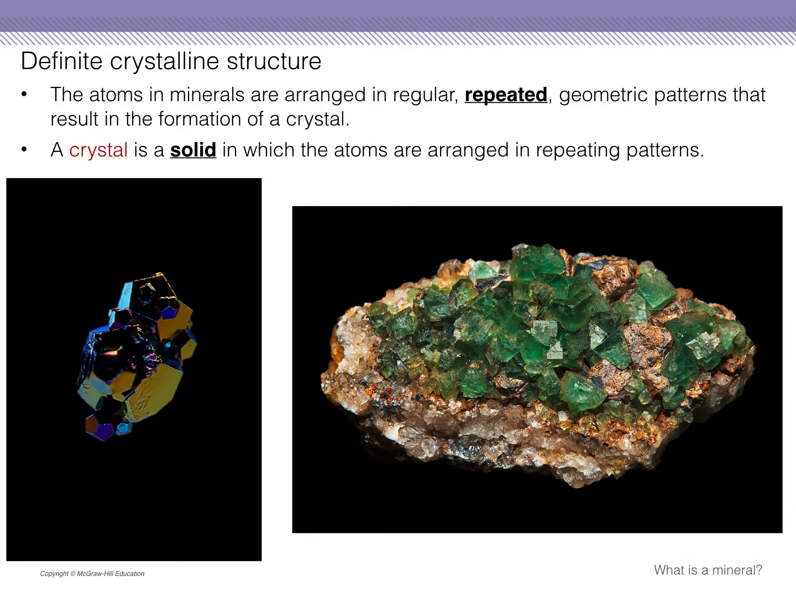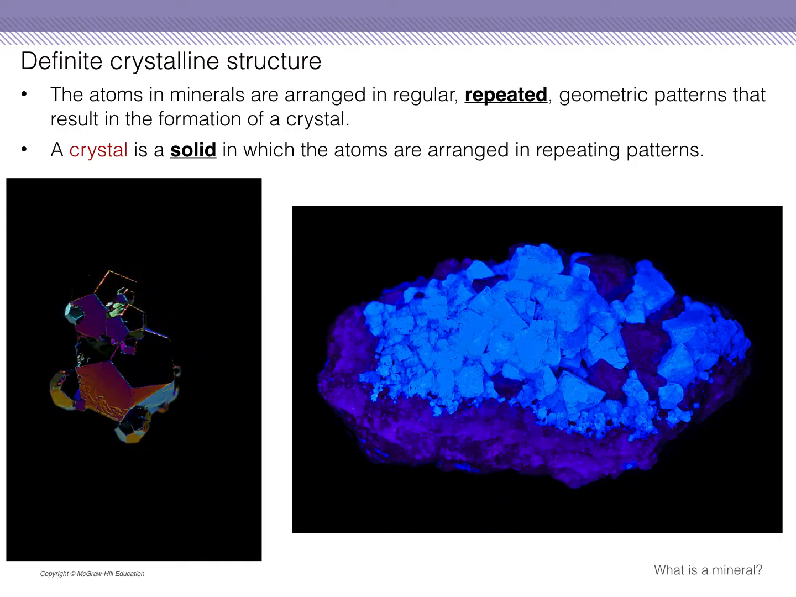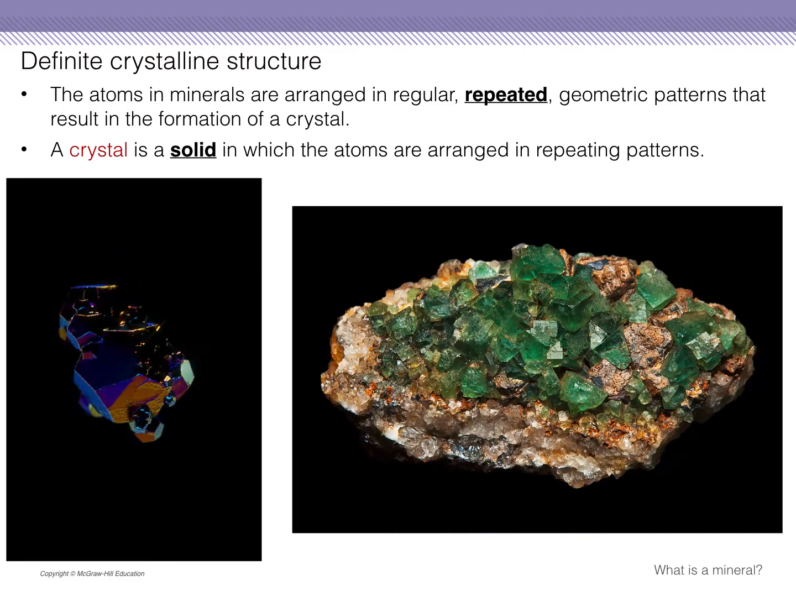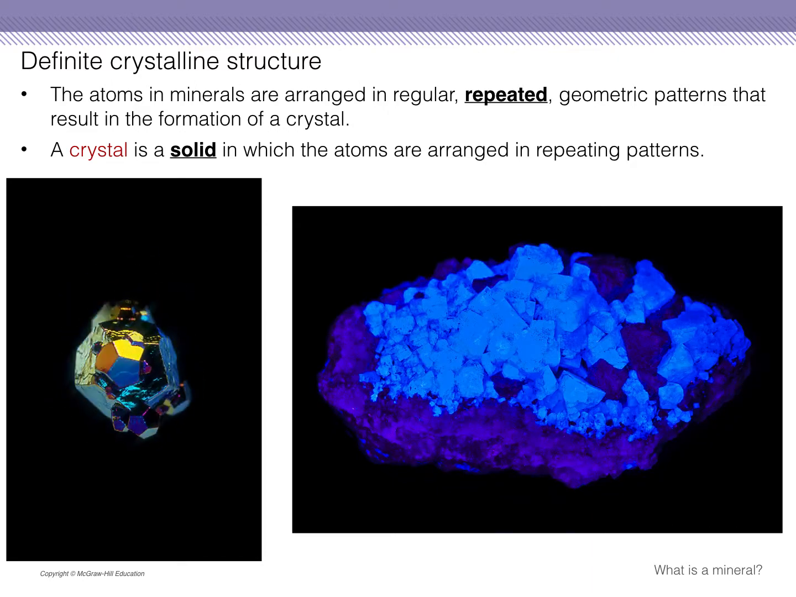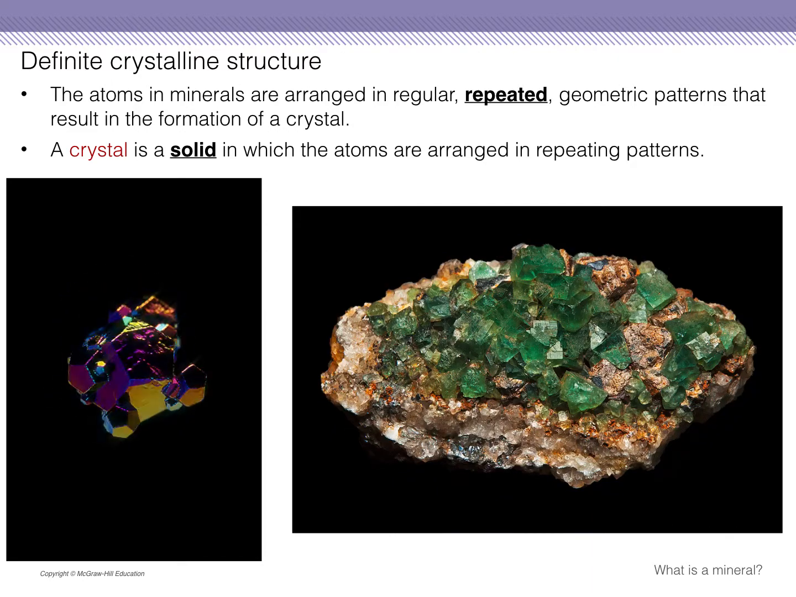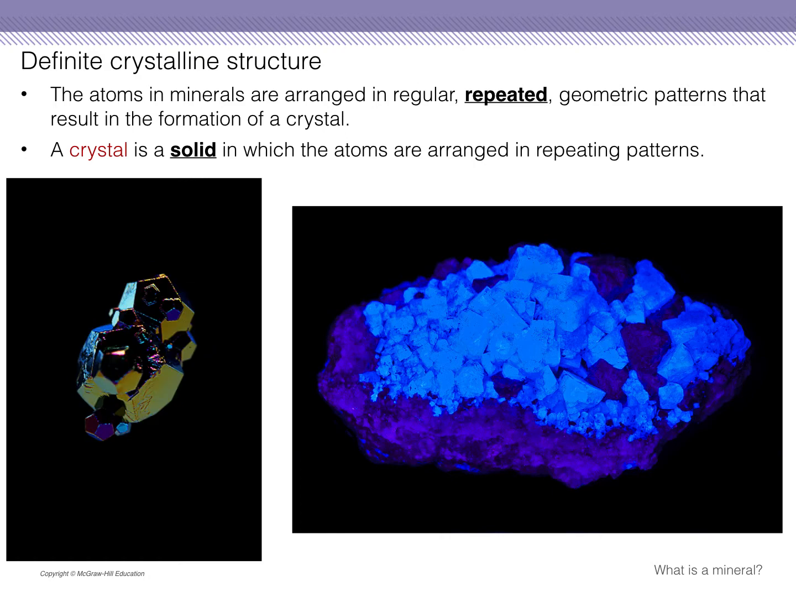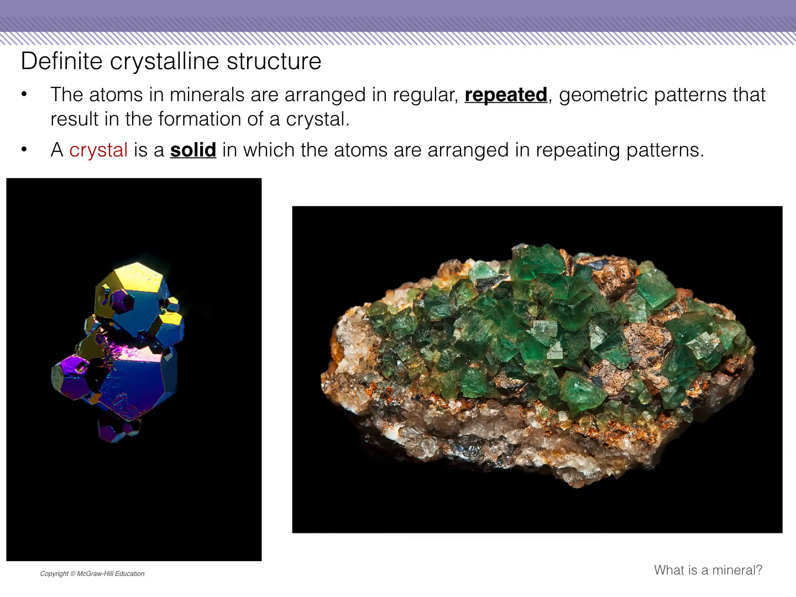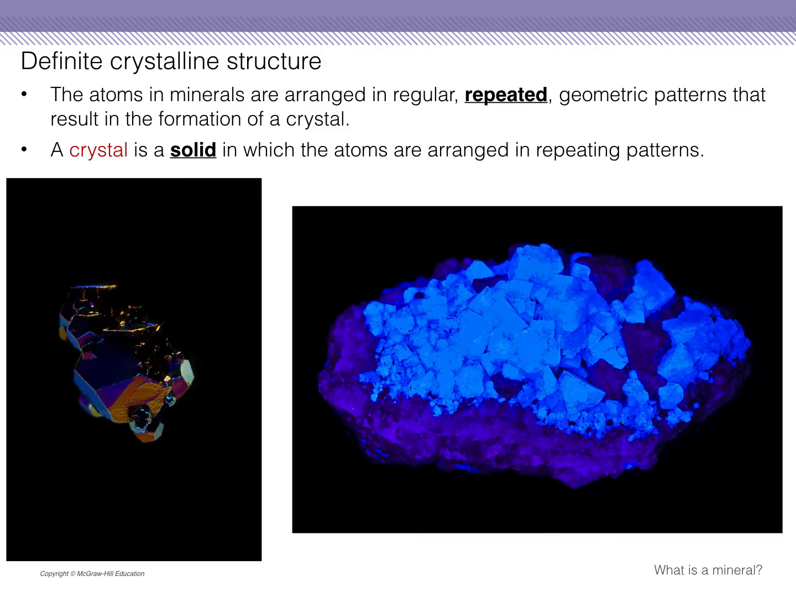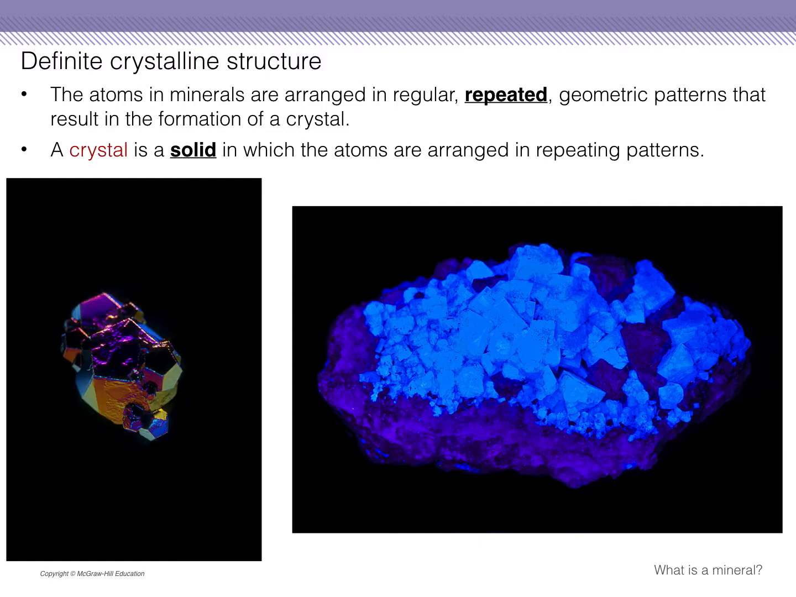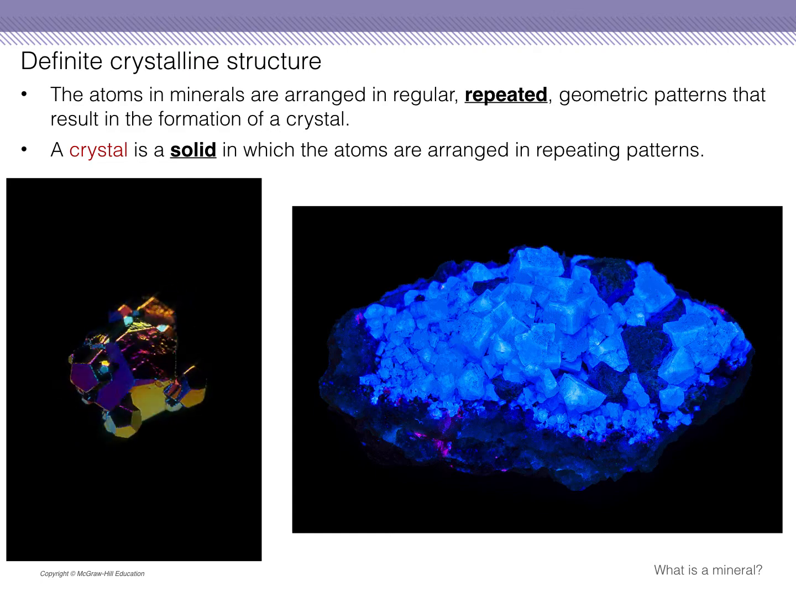Definite crystalline structure. The atoms in minerals are arranged in regular repeating geometric patterns that result in the formation of a crystal. The crystal on the left is a pentagon crystal because each one of the sides is a 5-sided pentagon. On the right, the crystals are more cubic, so they're more square, but you're seeing it under different forms of ultraviolet light, which show one of the specific things of certain crystals. They will glow under ultraviolet light. A crystal itself is a solid in which the atoms are arranged in repeating patterns, and you see that both in the crystal on the left and the one on the right.